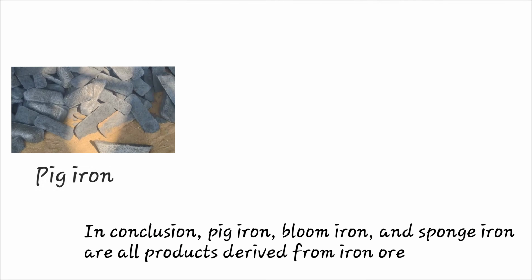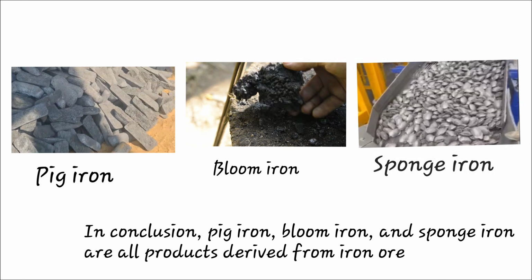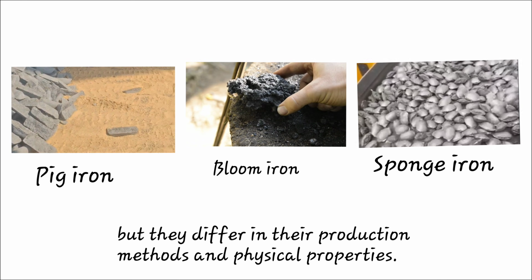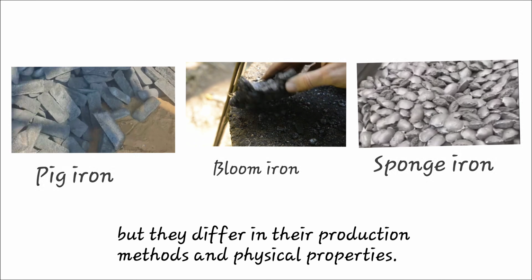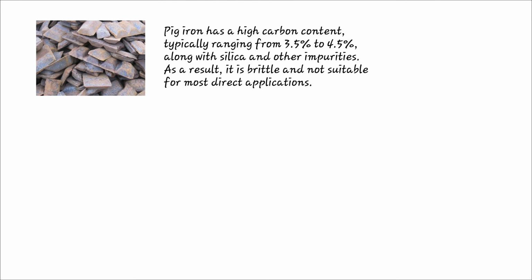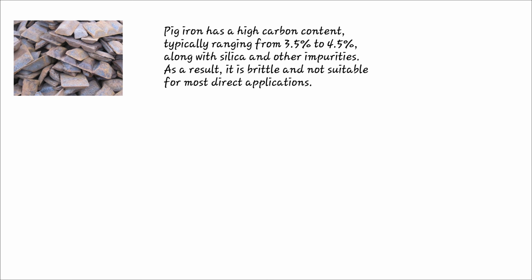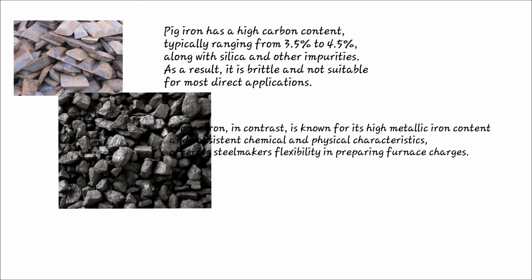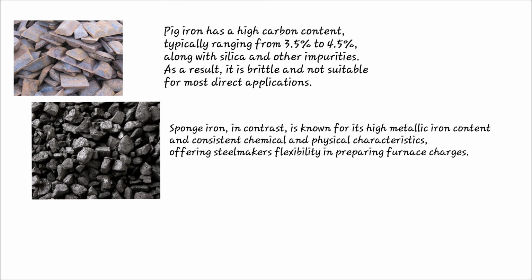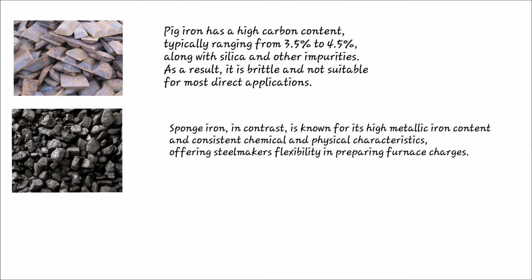In conclusion, pig iron, bloom iron, and sponge iron are all products derived from iron ore, but they differ in their production methods and physical properties. Pig iron has a high carbon content, typically ranging from 3.5% to 4.5%, along with silica and other impurities. As a result, it is brittle and not suitable for most direct applications. Sponge iron, in contrast, is known for its high metallic iron content and consistent chemical and physical characteristics, offering steelmakers flexibility in preparing furnace charges.